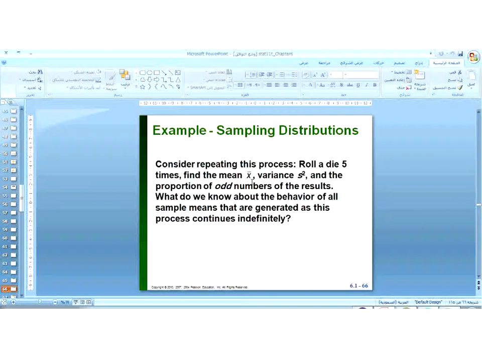So here is an example. Consider repeating this procedure. Roll a die 5 times. I have a coin that I toss 5 times, I have a die that I roll 5 times. Find the mean x bar, the variance s squared, and the proportion of odd numbers of the result. What do you know about the behavior of all sample means that are generated as the process continues identically?